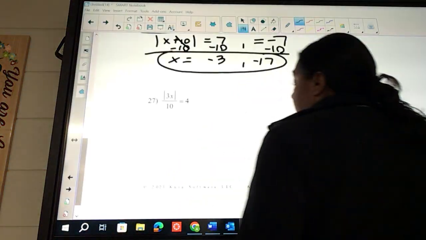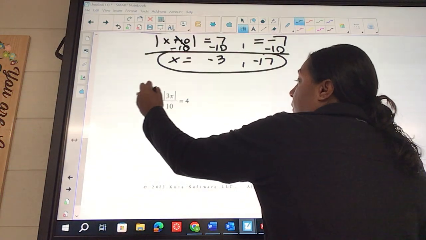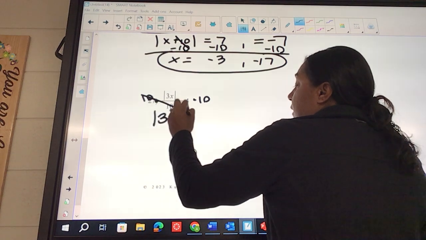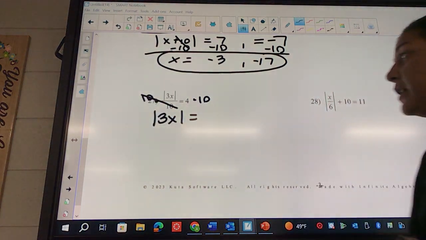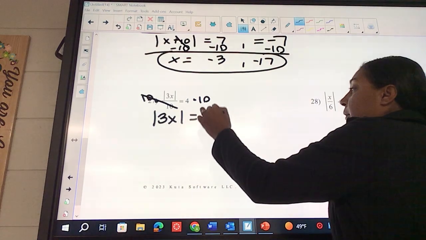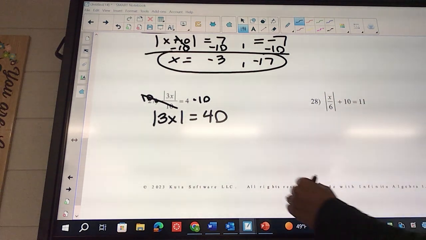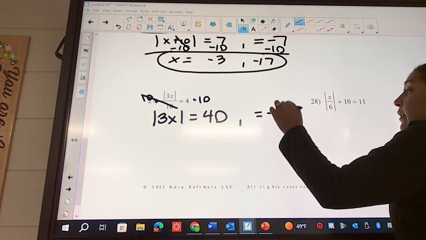Yeah, we're going to say times 10, times 10. So I got 3x equals, what is 4 times 10? 40. Okay, now are the bars by themselves? No. Yeah, so we can go ahead and say comma and make the other one a negative.